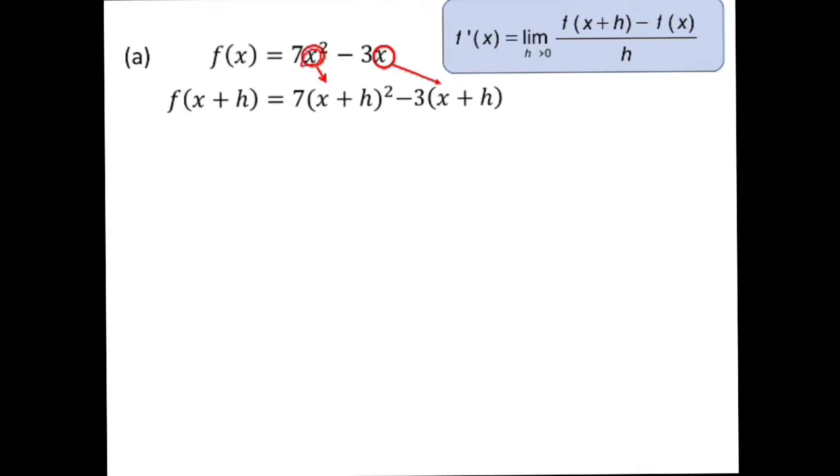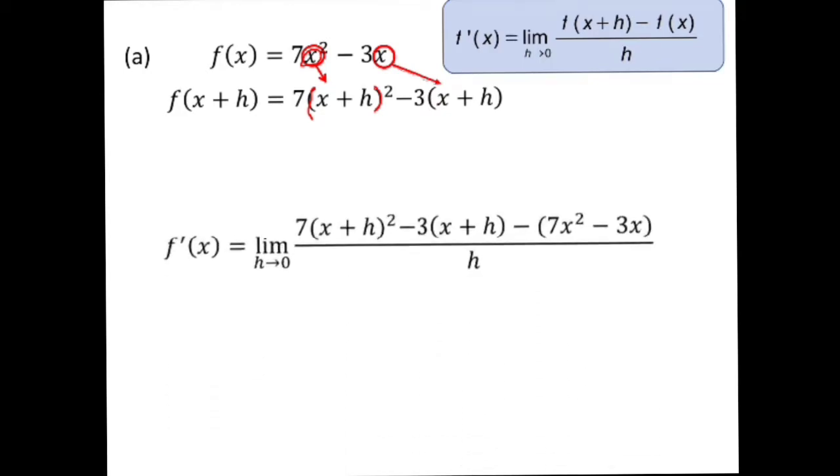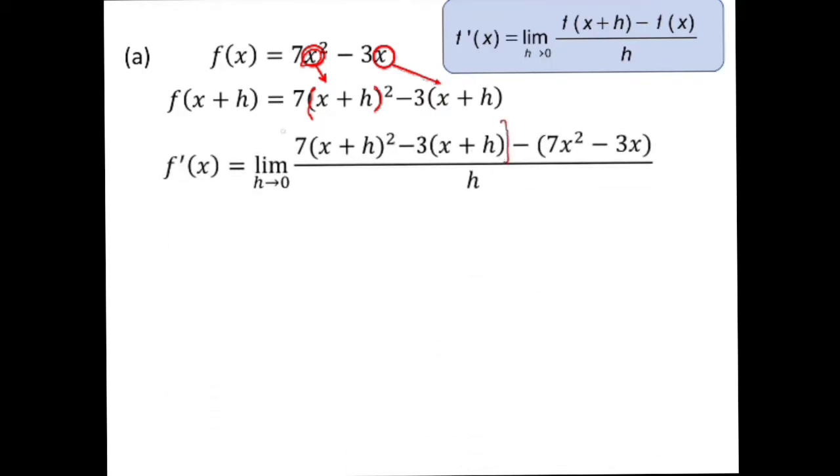The first term of x has power 2. So that means we have x plus h in brackets, also with power 2. But the other one is just power 1. So just write a bracket there and x plus h. Next, your second step is to substitute into the formula of the first principle. So the first few terms here would be f of x plus h, subtract it with the function of f of x.